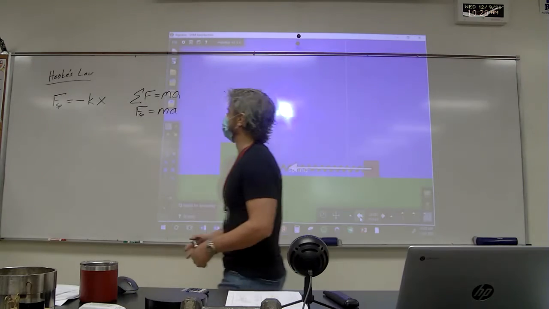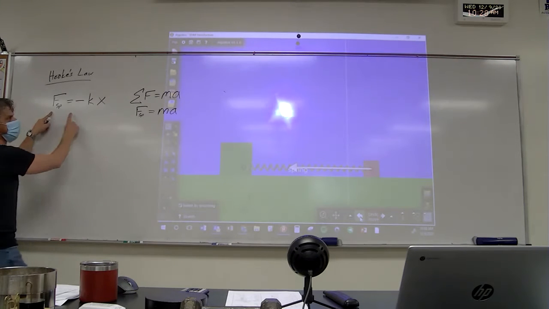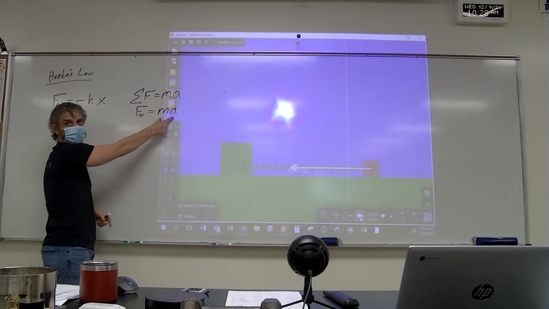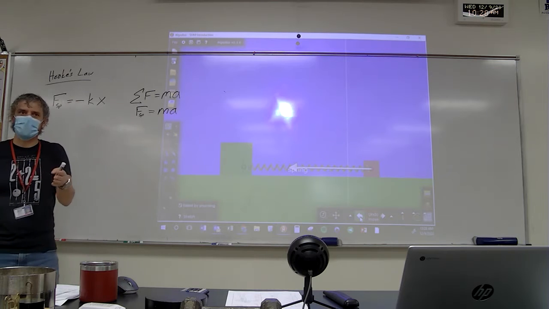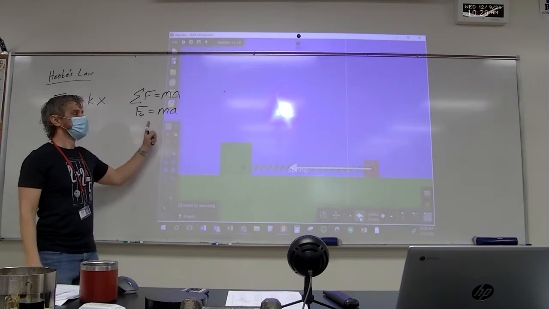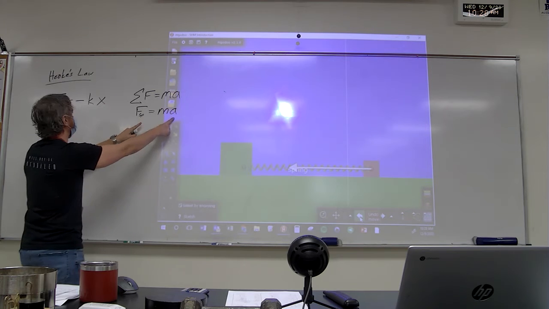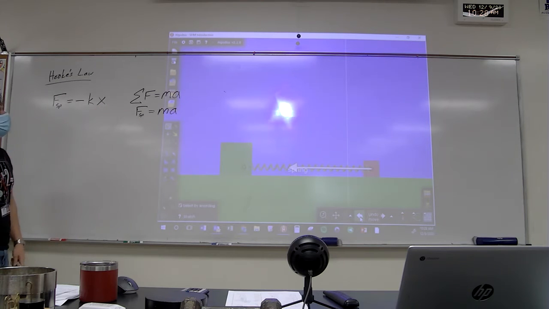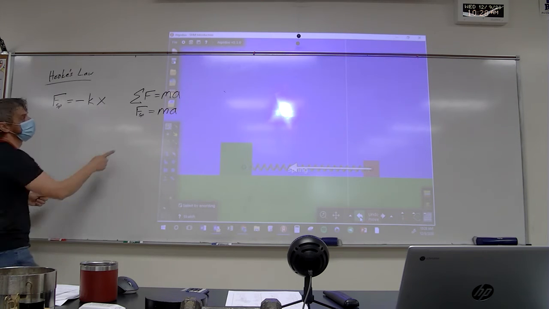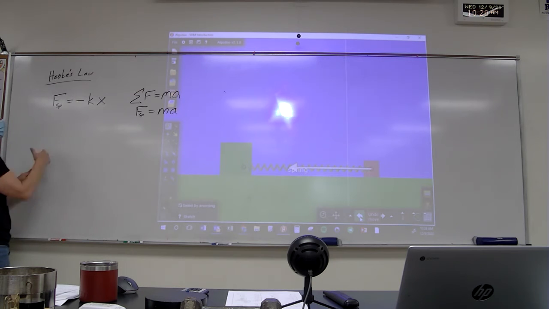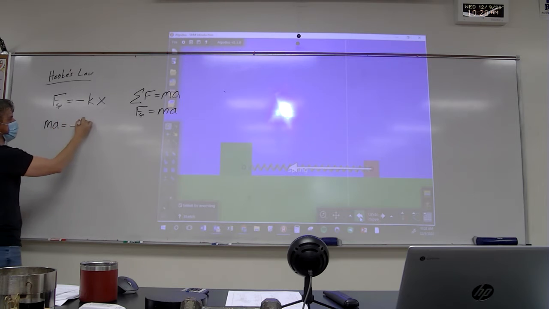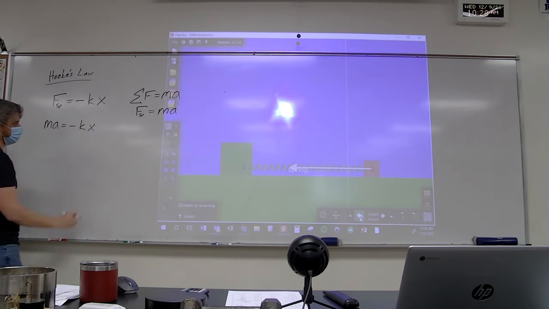So what that means is that this isn't constant, but we do have an expression. This isn't constant either, right? If the force is changing, then the acceleration is also changing. So this force changes, the acceleration changes, the position is constantly changing. So we can tie these together. I can put mass times acceleration in for this force. So I get mass times the acceleration equals the negative spring constant times x.